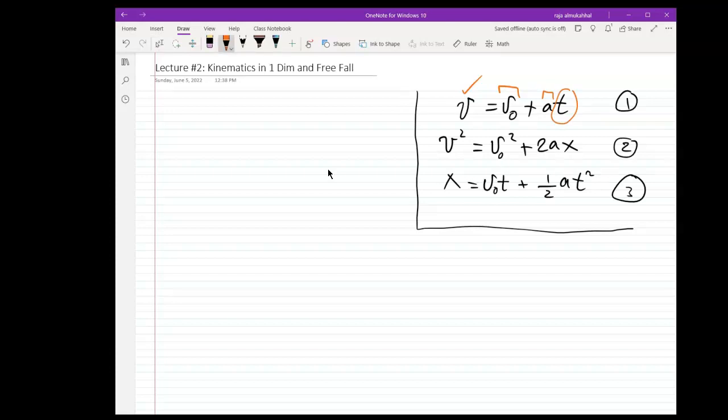Or the same thing here, except that this equation does not contain time, as you can see, but it contains displacement. In other words, given the initial velocity and the acceleration, how fast the object is going after it travels some distance x. This one, we have the displacement, or the distance traveled by the object. So given the initial velocity and the acceleration, how far it will go after a certain amount of time, t. You see what I'm saying?